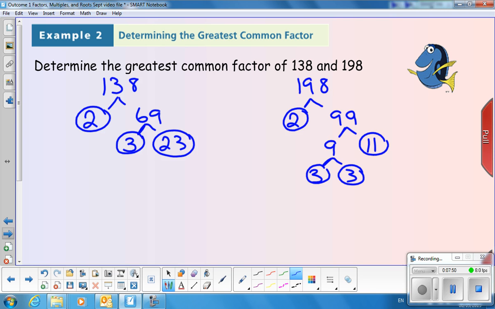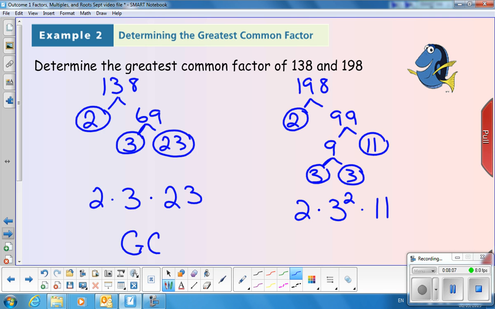Writing out the prime factorization for 138, I have 2 times 3 times 23. For 198, it's 2 times 3 squared times 11. To find the greatest common factor, we want to take the prime factors that are common in both of those groups. Both have factors of 2, and they both have exactly 1, so I can take 1 two as a factor of my greatest common factor.